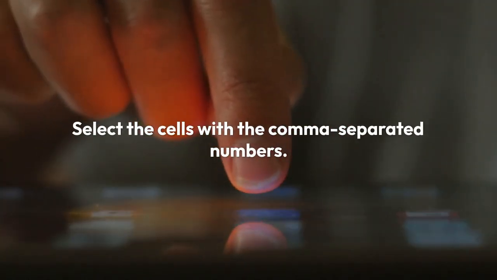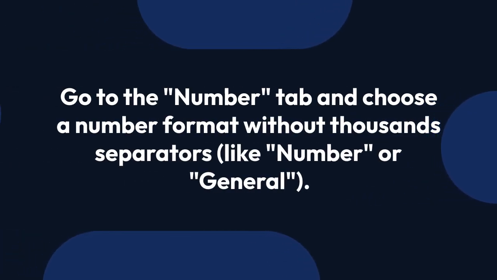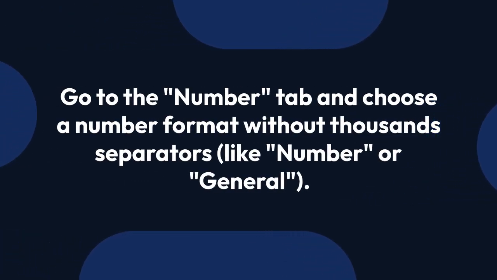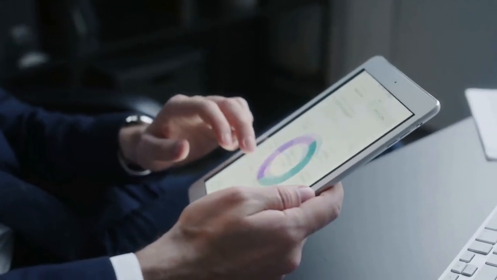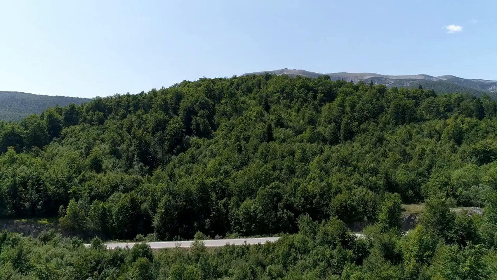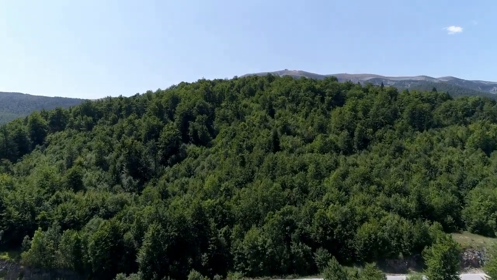Select the cells with the comma-separated numbers. Right-click and choose Format Cells. Go to the Number tab and choose a number format without thousands separators, like Number or General. This removes the visual commas without altering the underlying numerical value. The numbers will now display without the commas.